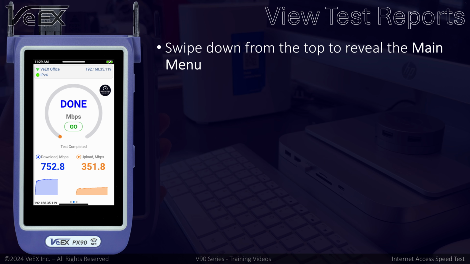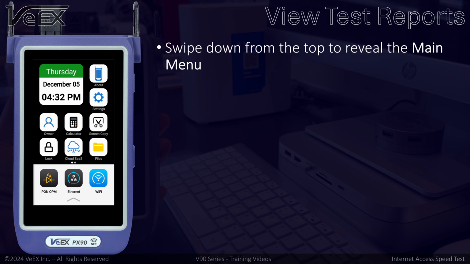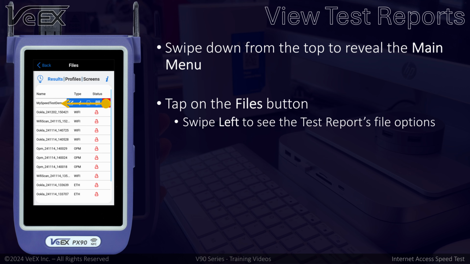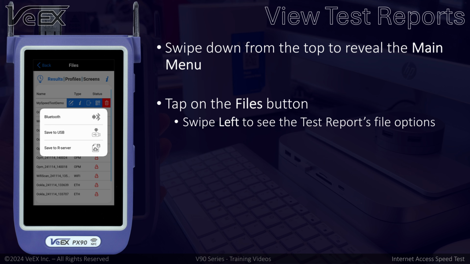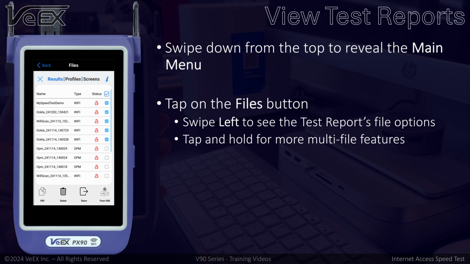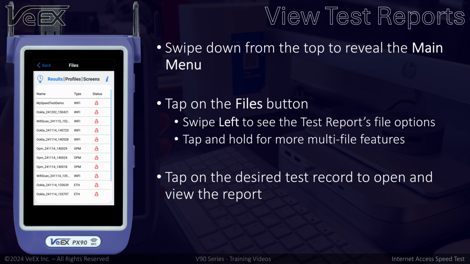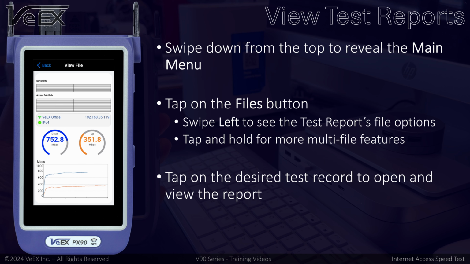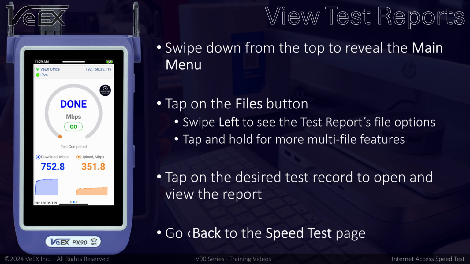To access the test report stored on the test set, swipe down from the top to open the main menu. Tap on the Files button to display all the test records saved. You may swipe left on the desired test record to rename it, get some basic information, lock the file, transfer the file, display the NoApp QR code, or delete the entry. You may also use the long press to get more multi-file options. Tap on the desired file to open a specific test report and view the results. Swipe up and down to scroll through the test report. When finished, tap on Back to return.